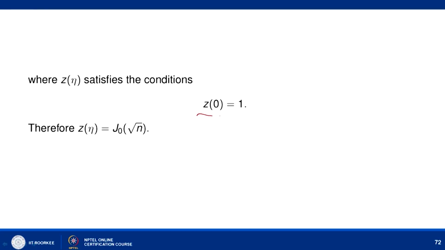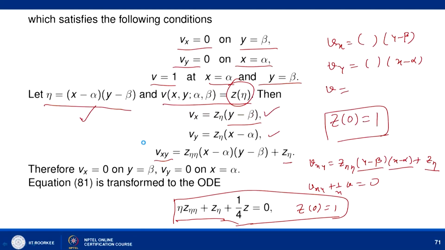So, we want to show that this is nothing but J naught of root eta. Our claim is that the solution of this problem is J naught of root eta. So, how can we show this? Here we want to show that the solution is actually J naught of root eta.